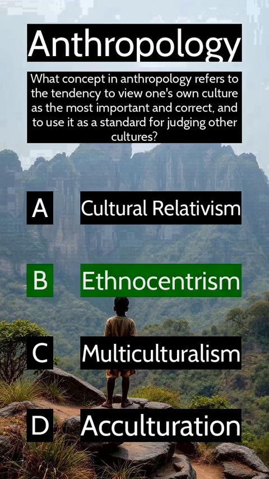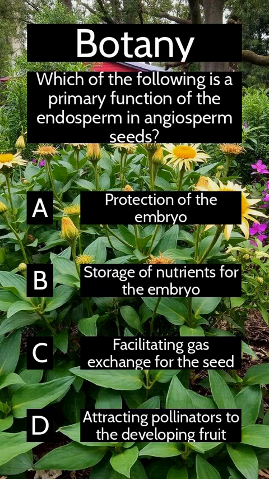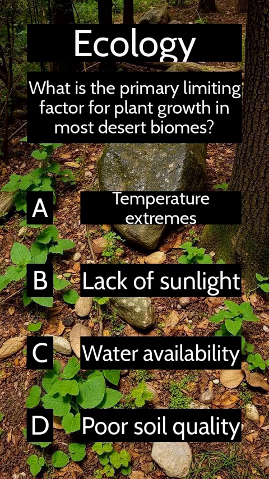Answer B. Ethnocentrism. Which of the following is a primary function of the endosperm in angiosperm seeds? Answer B. Storage of nutrients for the embryo. What is the primary limiting factor for plant growth in most desert biomes?